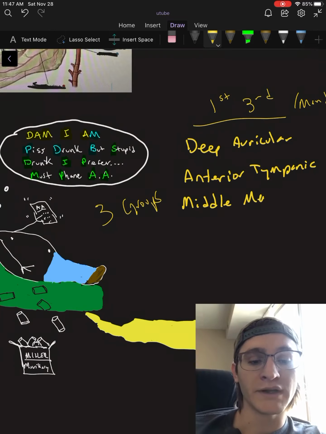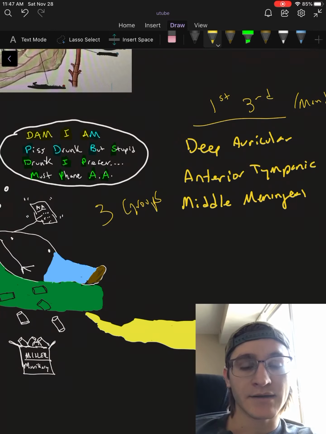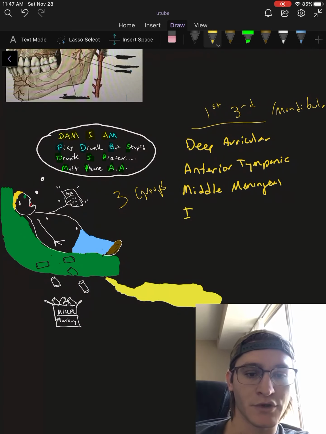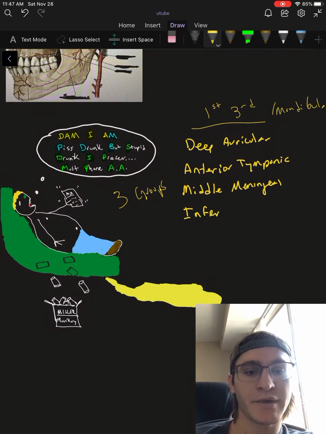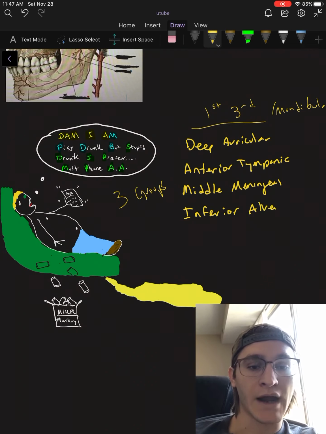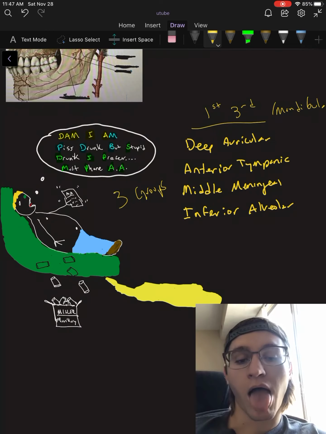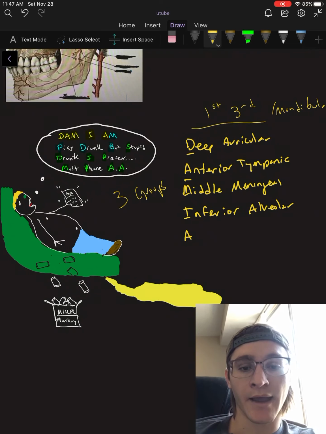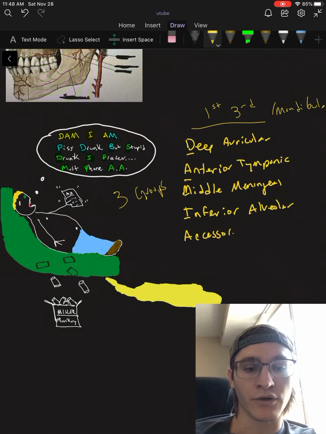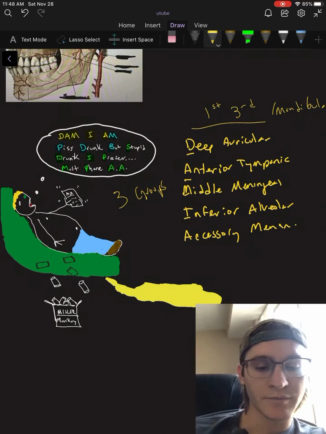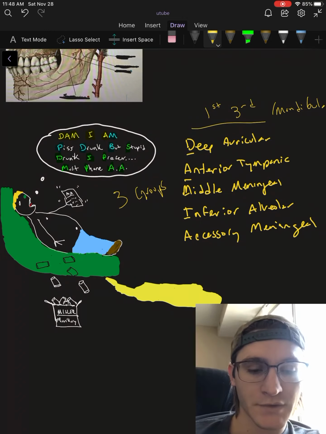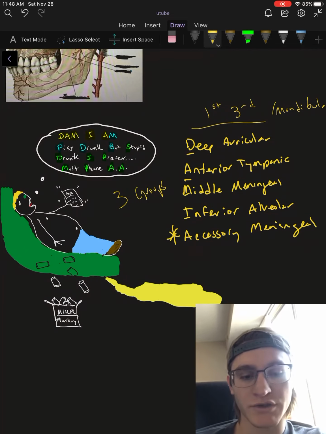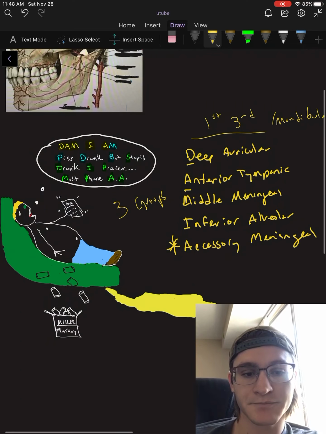And then we're going to have our middle meningeal. So damn is done. Middle meningeal. Look at our guy. He's drunk. Damn. Middle meningeal. Deep auricular, anterior tympanic, middle meningeal. Now we have our inferior alveolar. Inferior alveolar. Think of our tongue. So damn, I am, A now is for our accessory meningeal, and we are not going to be able to see this on the diagram, but that's okay. Accessory meningeal, it runs close to the middle meningeal, which is much smaller.